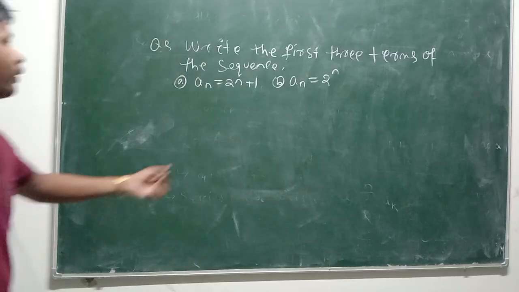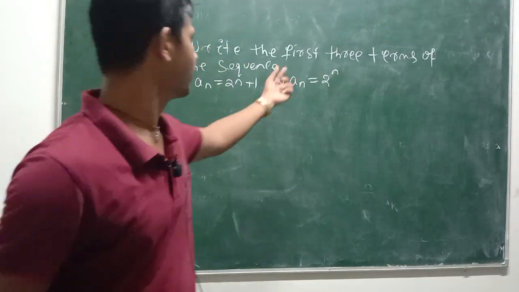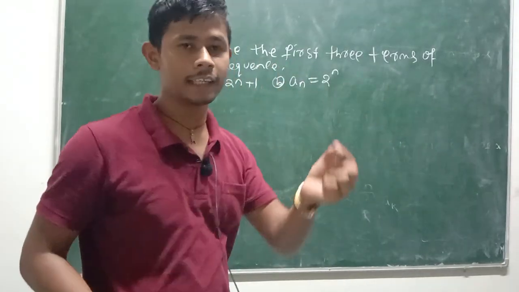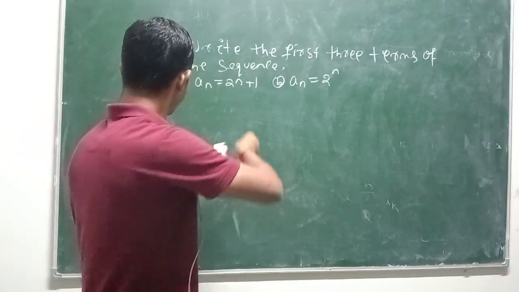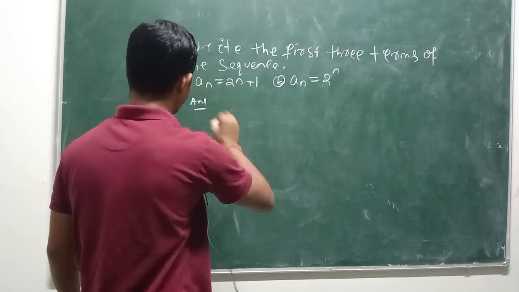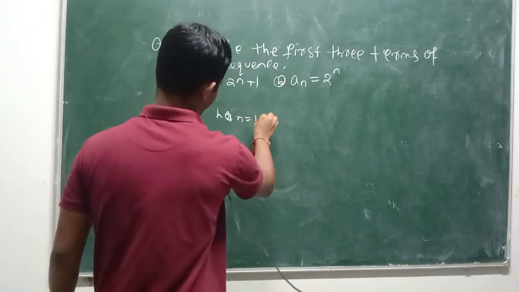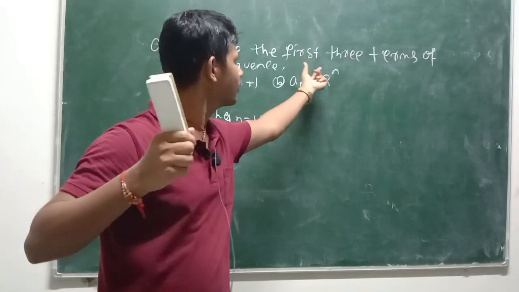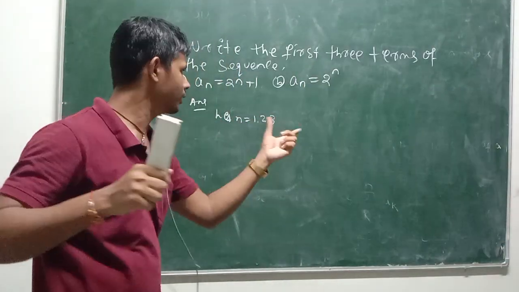Write the first three terms of the sequence. That means the question is asking for the first three terms, so n is 1, 2, 3. Okay, first three terms we have taken here. Solution: let n be 1, 2, 3. The question is asking first three terms, so we will do three terms. That means 1, 2, 3 is three terms.